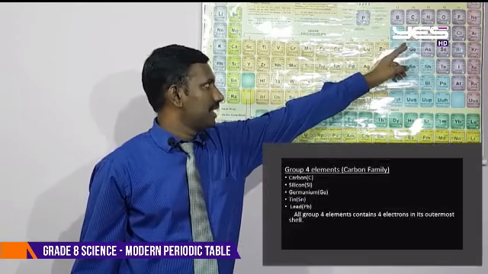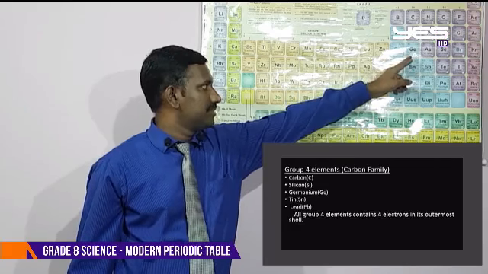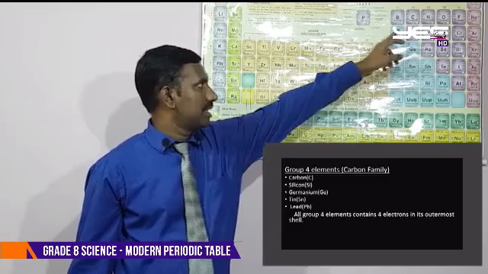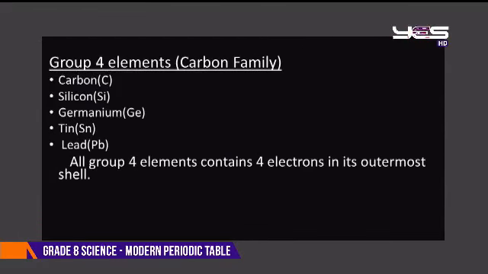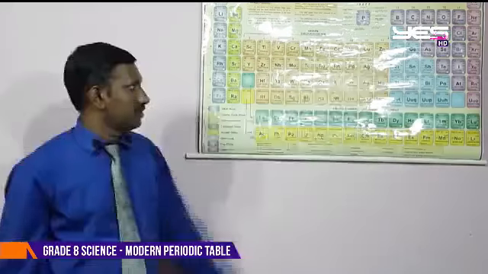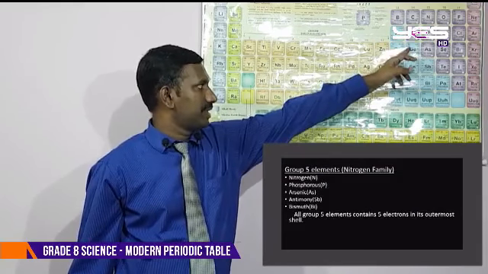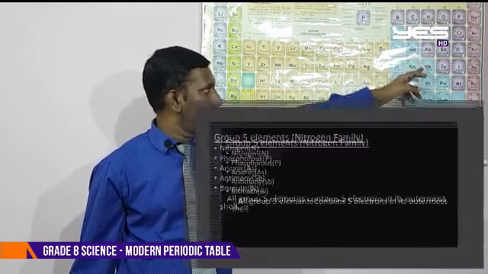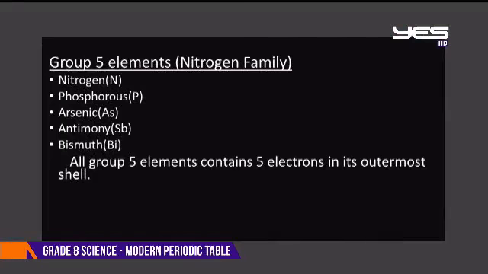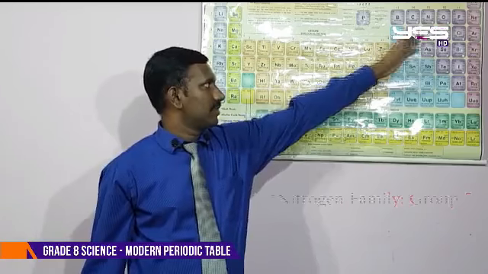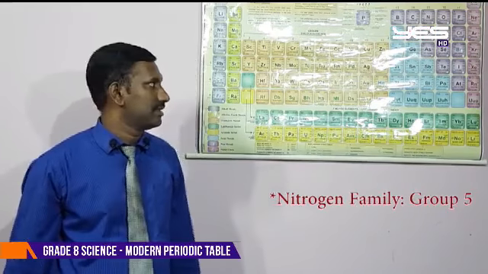Carbon C, silicon Si, germanium Ge, tin Sn, and lead Pb. Then go to group 5 elements: nitrogen N, phosphorus P, arsenic As, antimony Sb, bismuth Bi. Group 5 elements. So there is one more name, that is nitrogen family.